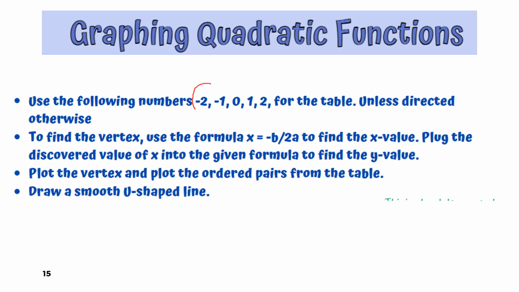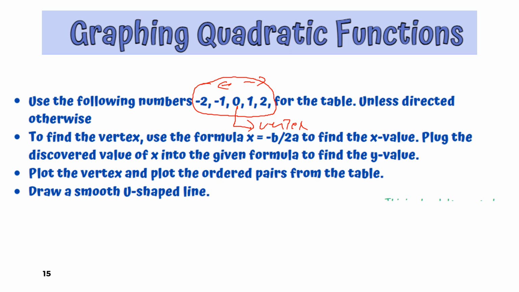For the work, these are the numbers that we're going to use unless directed otherwise: -2, -1, 0, 1, and 2. Because this right here is going to give us our vertex. This is going to give us 2 numbers below the vertex, 2 answers, 2 outputs, and this here gives us 2 numbers above the vertex. And they're going to be an equal distance from your axis of symmetry. This is going to be easy to plot.